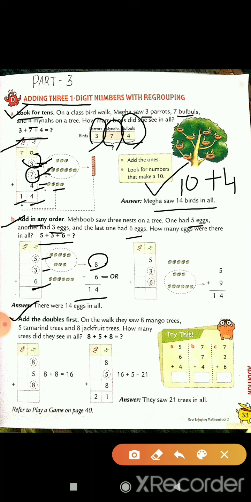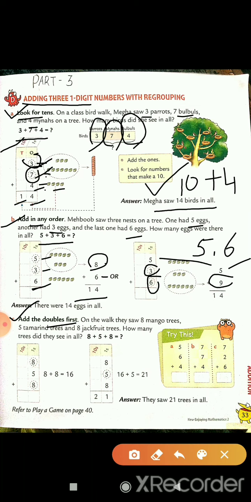Or else we can add 3 and 6 first. Adding 3 and 6 gives us 9, and then 9 with the remaining number, that is 5. So 5 and 9 gives us 14. Or else we can also add 5 and 6 first and then its answer with 3. So according to this method, you can add in any order. Got it, students? Next, add the doubles first.